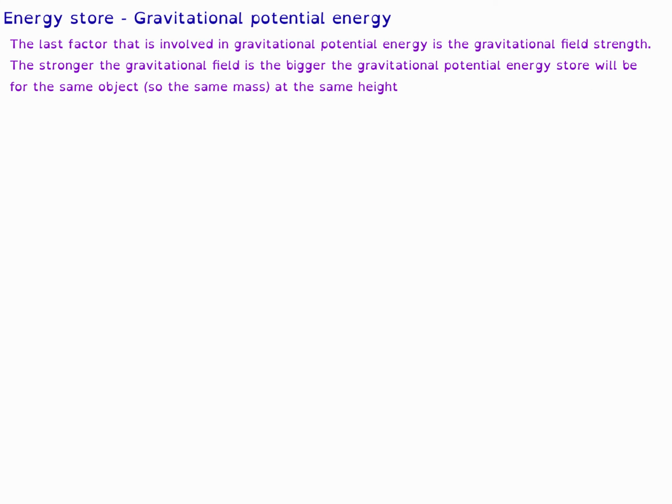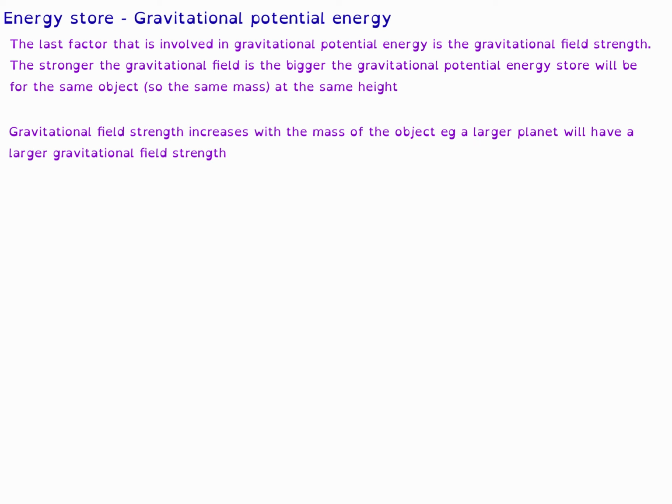The last factor that is involved in gravitational potential energy is the gravitational field strength. The stronger the gravitational field is, the bigger the gravitational potential energy store will be for the same object, so the same mass, at the same height. Gravitational field strength increases with the mass of the object. For example, a larger planet will have a larger gravitational field strength.